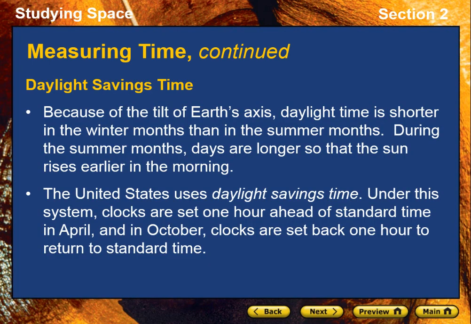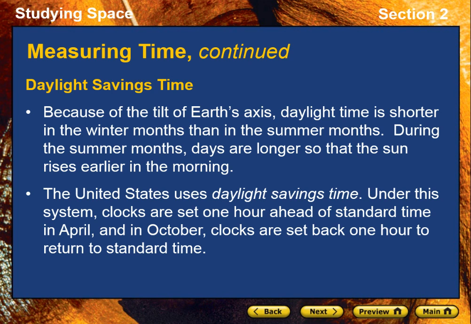Daylight savings time. Because of the tilt of Earth's axis, daylight time is shorter in the winter months than in the summer months. During the summer months, days are longer so that the sun rises earlier in the morning when many people are still sleeping. To take advantage of that daylight time, the United States uses daylight savings time.